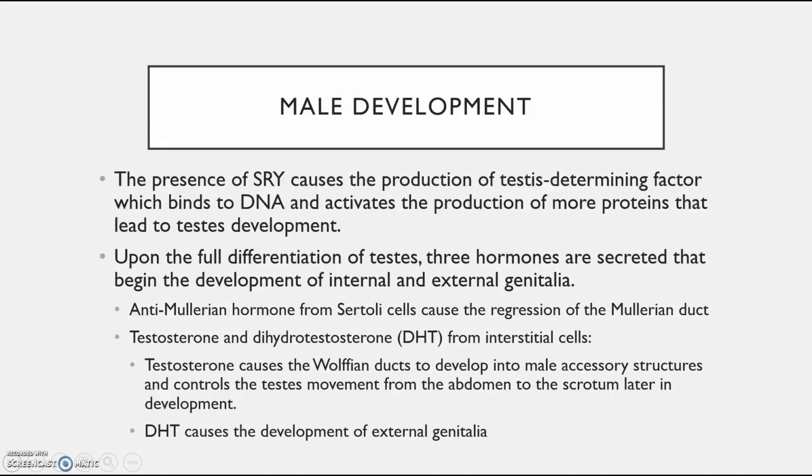Testosterone and dihydrotestosterone are secreted from the interstitial cells. Testosterone causes the Wolffian duct to develop into the male accessory structures and controls the movement of the testes from the abdomen to the scrotum later on in the fetus development, while the dihydrotestosterone, otherwise known as DHT, causes the development of the external genitalia.